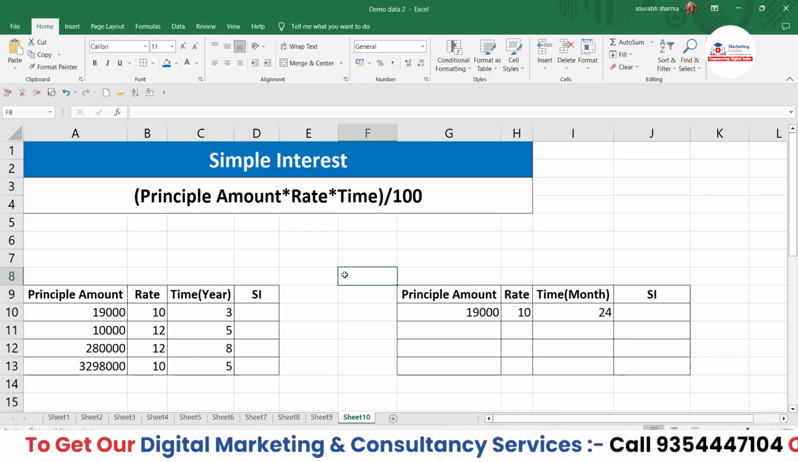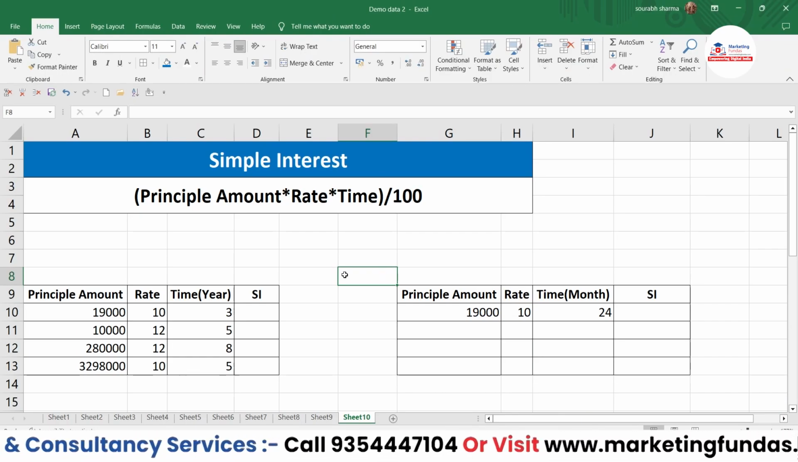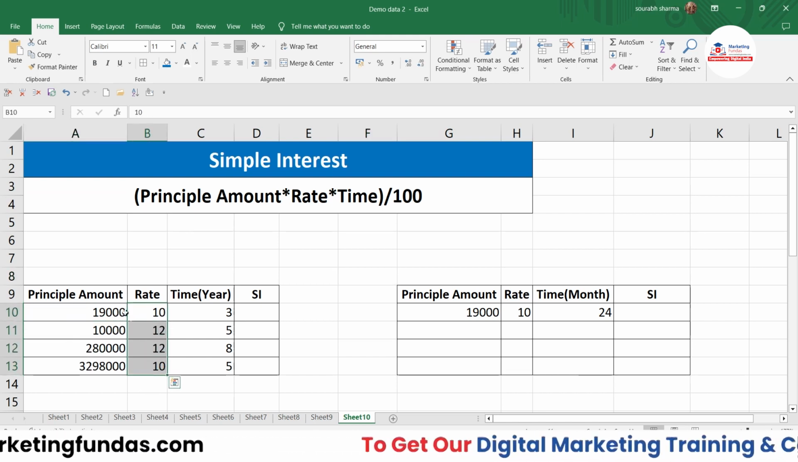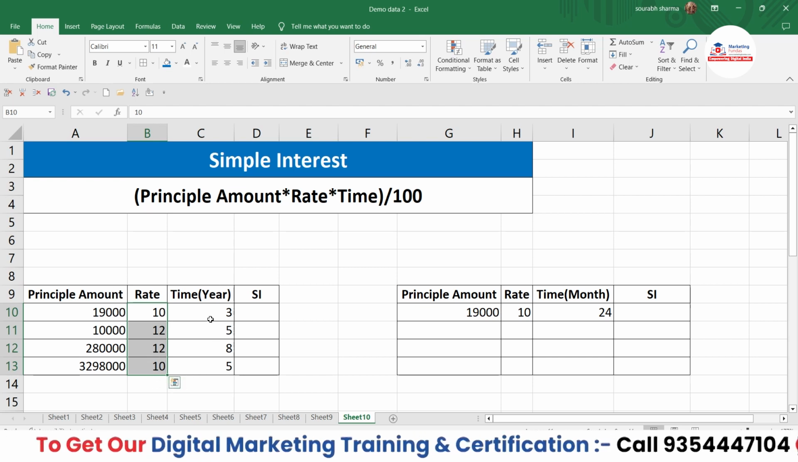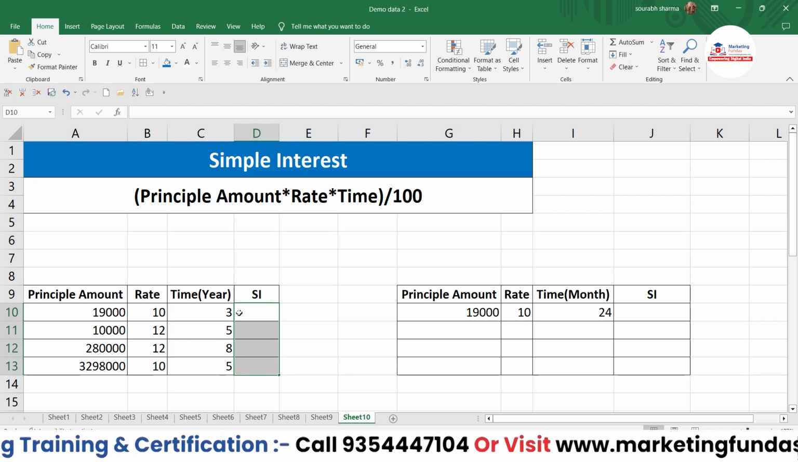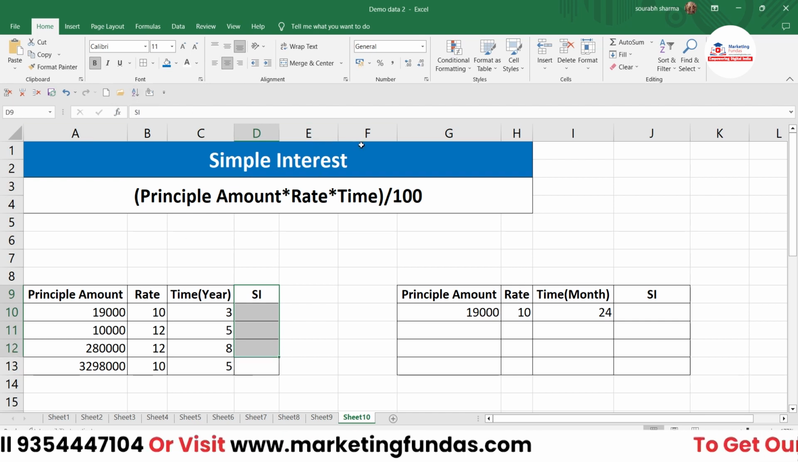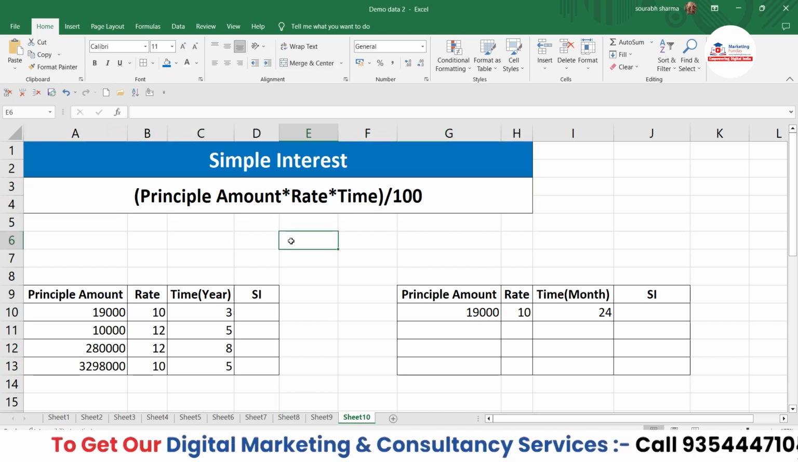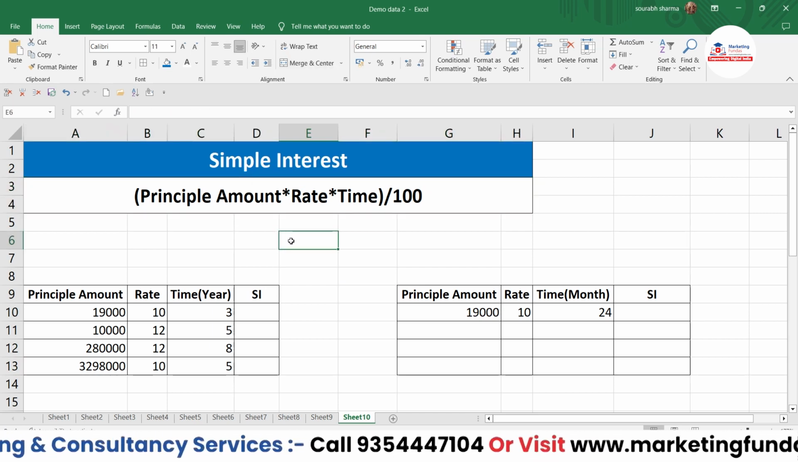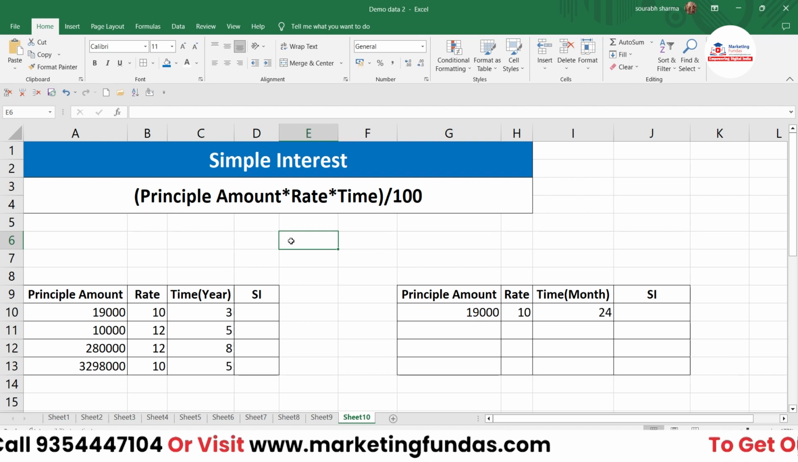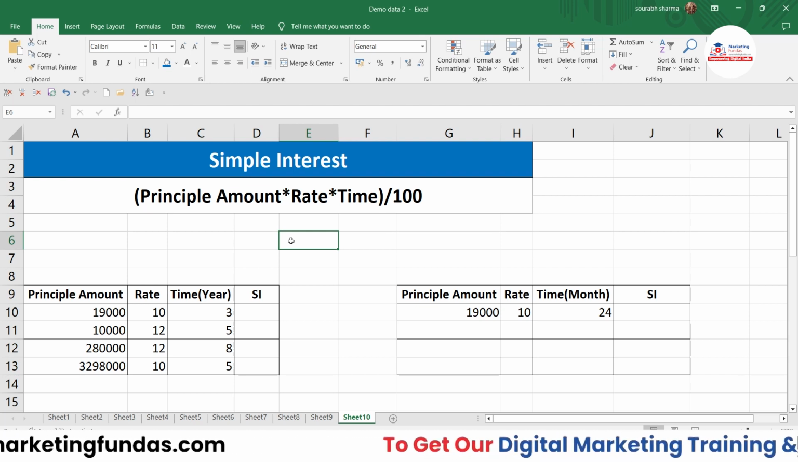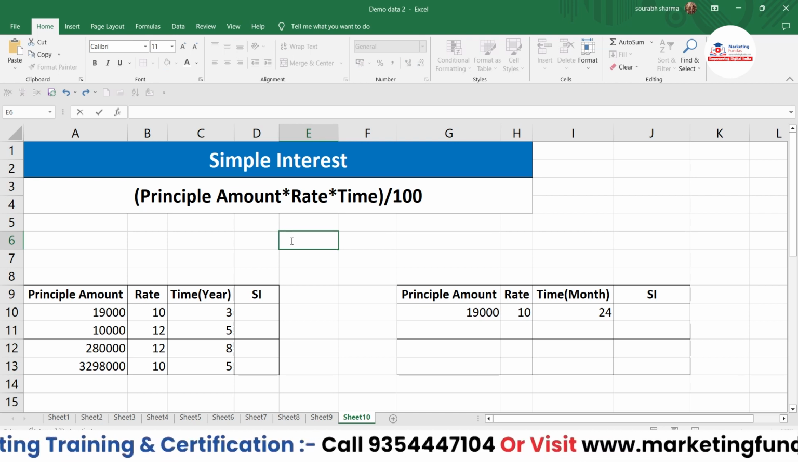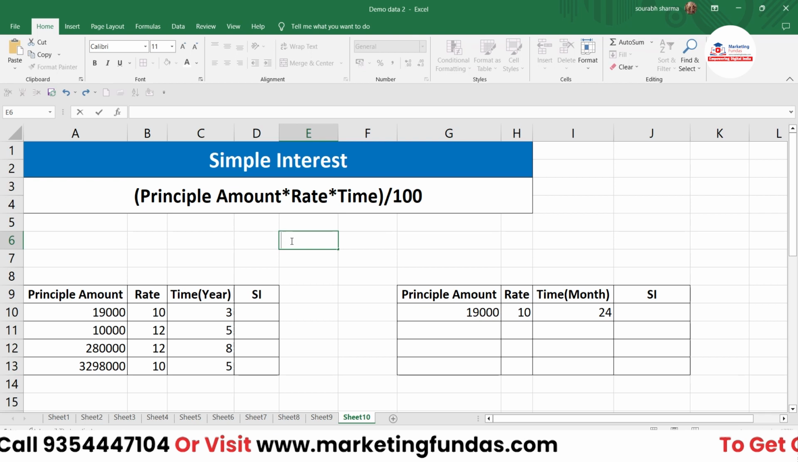So guys, as you can see here, right now I'm in my Excel software, and these are the conditions on which we'll be calculating our simple interest. First we are talking about simple interest, right? And this is the formula. To calculate the simple interest, there is a simple formula which is principal amount into rate into time divided by 100. I hope it is not too hard to understand, but if you don't know how to apply the formula, I'll be telling you that as well.